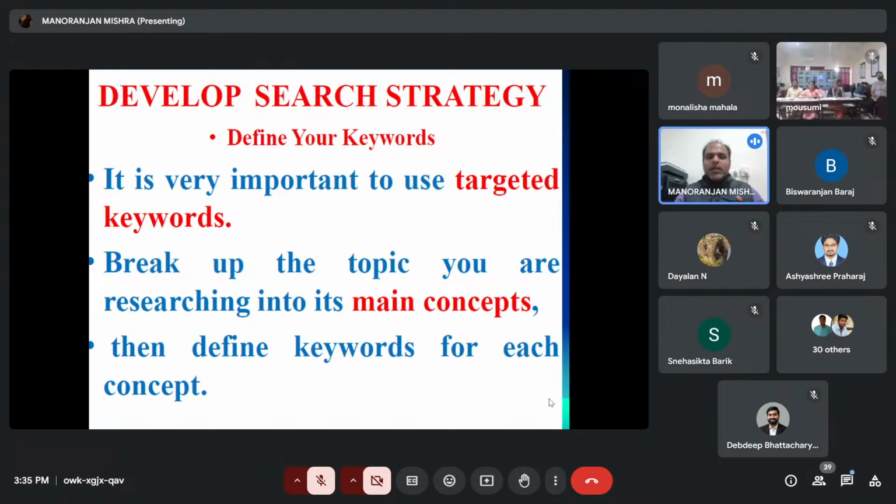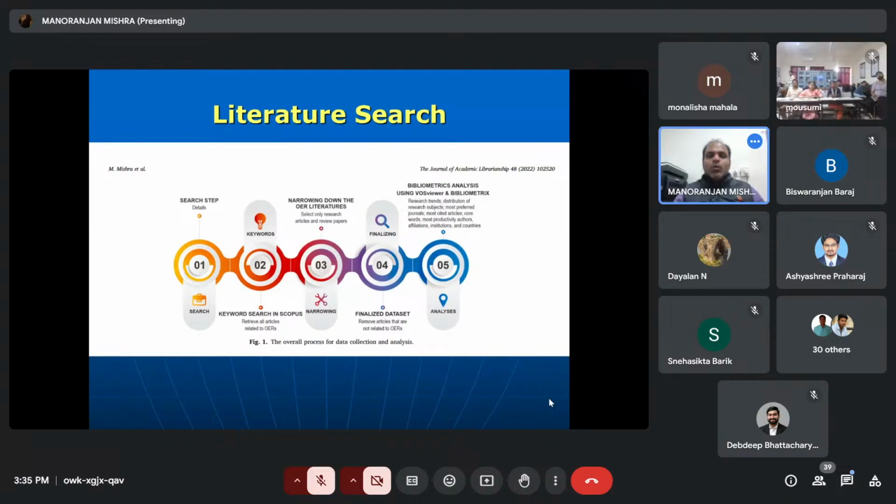This is the literature search, which I think we followed when we published a paper in bibliometric analysis on open education resources. I am just repeating, first is the search. Then this is the keyword. I think we retrieved the keyword articles related to OER. Then we narrowed down the OER literature and selected only research articles.